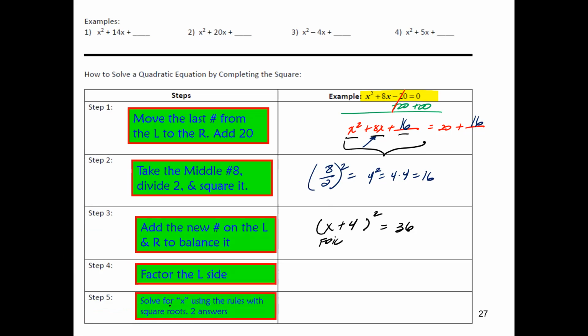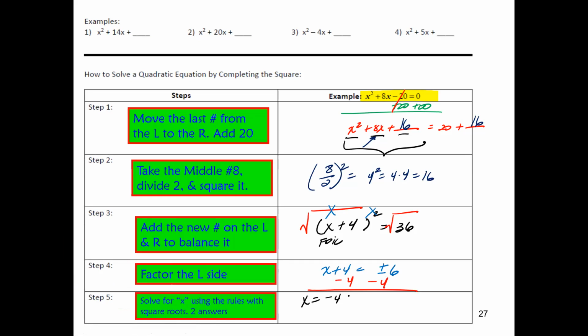Now, you're going to solve for x using the rules with the square root, and you should have 2 answers. So what is the opposite of a square? Square root. When you do that, the square and the square root cancel. x plus 4 equals plus or minus 6. The opposite of a positive 4 is a minus 4.